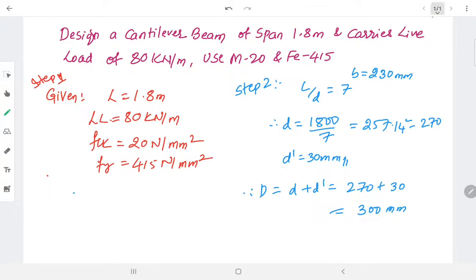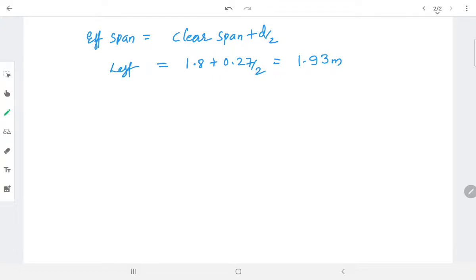Next, I will be going for the calculation of effective span. Effective span is equal to clear span plus d by 2. It is effective depth by 2, because it's a cantilever, so we have only one support. It will be 1.8 plus 0.27 divided by 2, which is around 1.93 meter. The effective span L effective is equal to 1.93 meter.